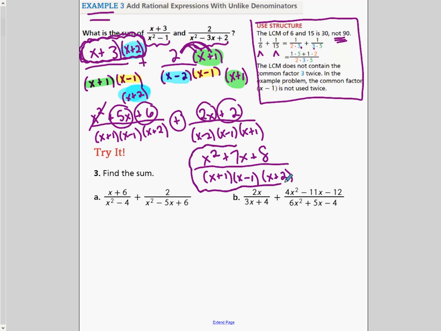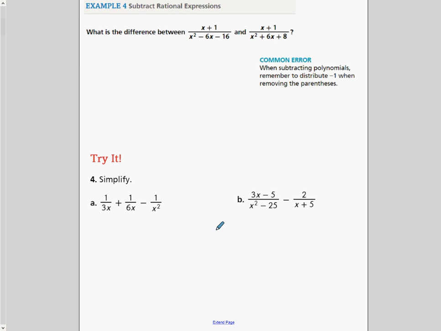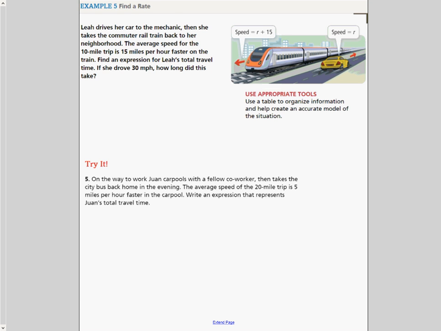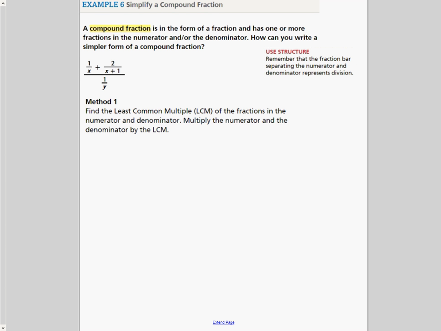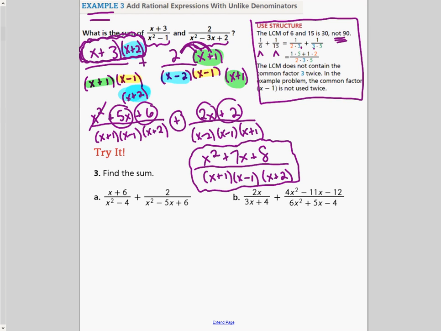You're going to do the two try-it problems here at the bottom. And then later in the lesson, we'll talk about how you subtract, finding a rate, and then we'll get into some compound fractions next time as well. So let's just finish up the two try-its that go with example 3, and then you also had example 2, the try-it to do, or sorry, example 1, you had the try-it to do as well.